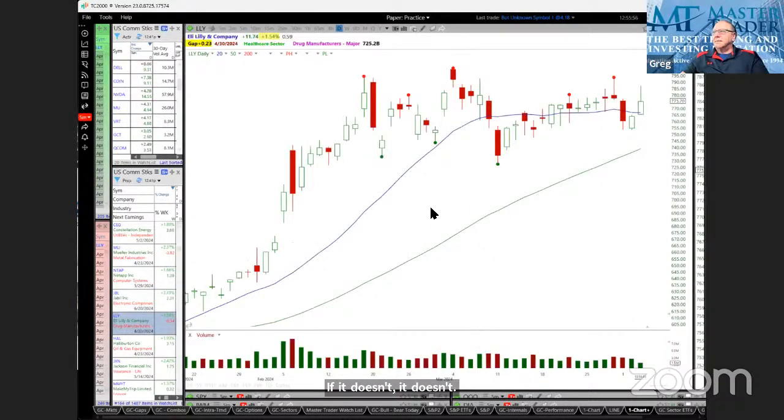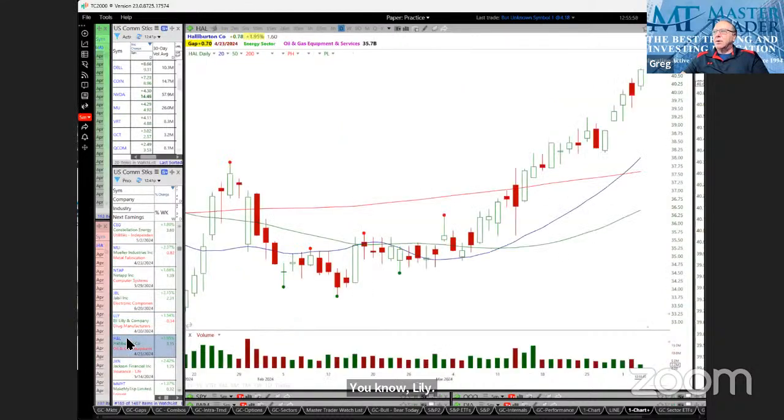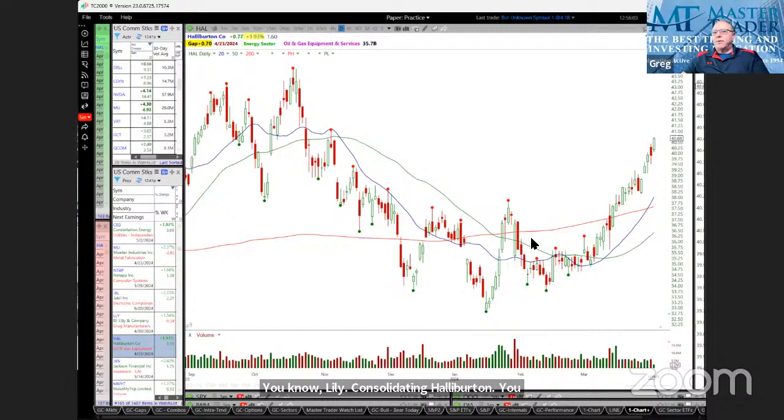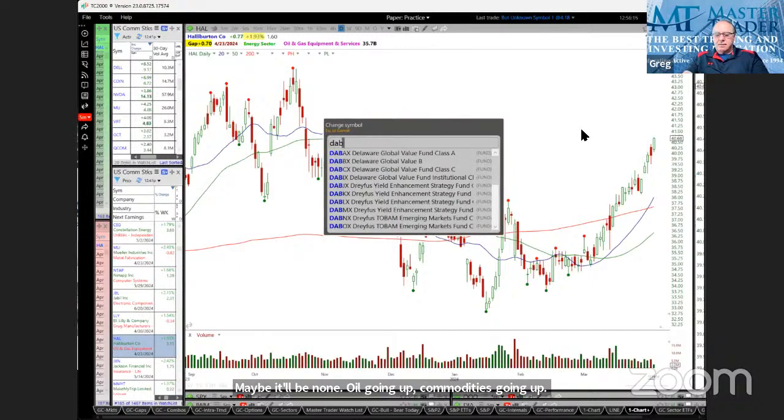Lilly, consolidating. Halliburton, oil stocks. That's right. All of this stuff about all of these rate cuts was going to be 6, was going to be 3, maybe it's going to be 1, maybe it'll be none. You've got oil going up, commodities going up, agriculture going up.